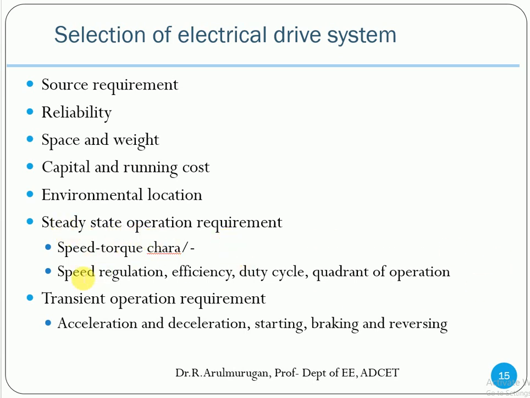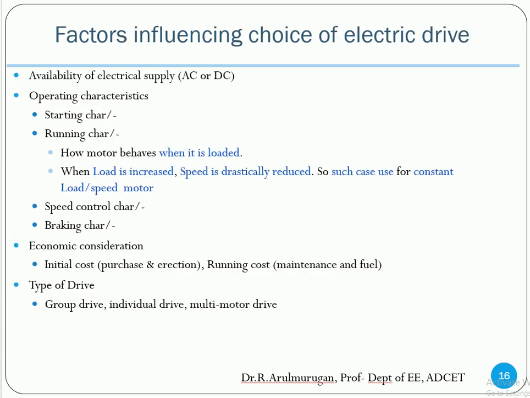It includes the speed torque characteristics. So what about the speed torque characteristics of your motor, the speed regulation, efficiency, duty cycle, and quadrant of operation? These are the parameters coming under the steady state operation requirement. Then, continuing with the same source, the characteristics of the motor.